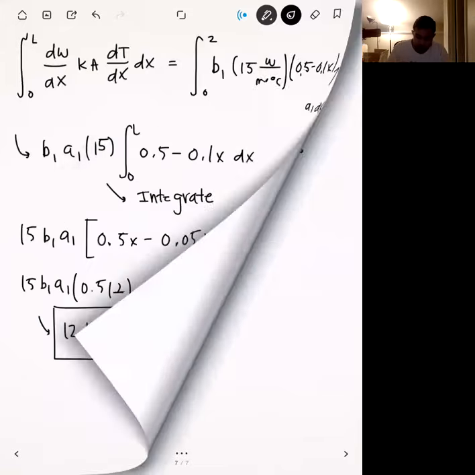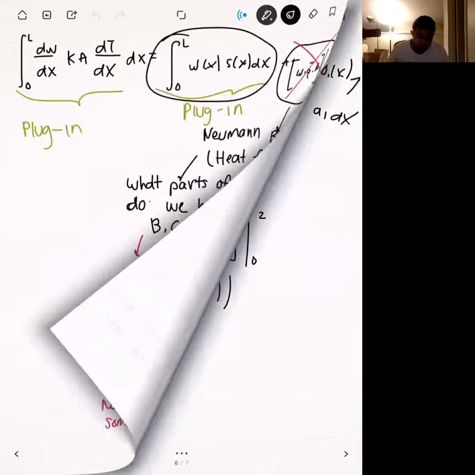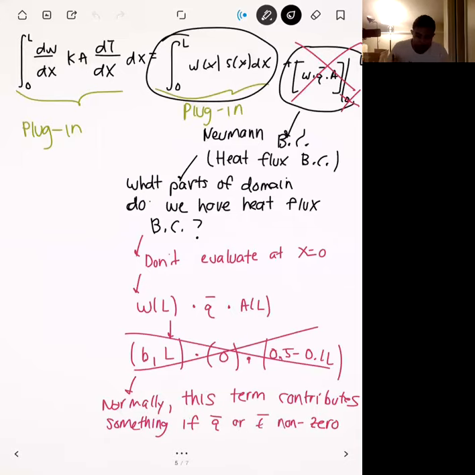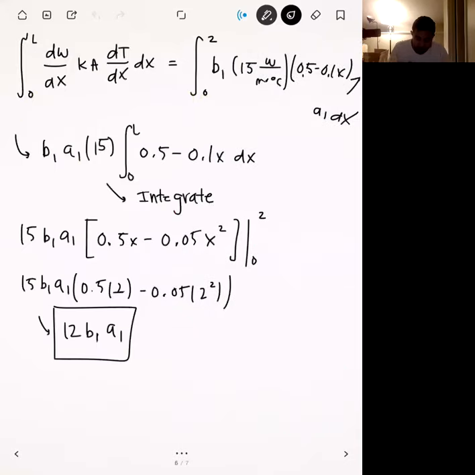Now that we've solved for these two integrals, let's plug all of that in. First we have this term right here, which is 12 b1 a1.